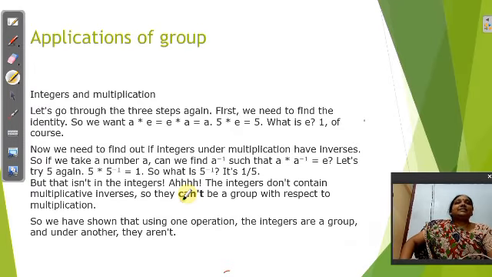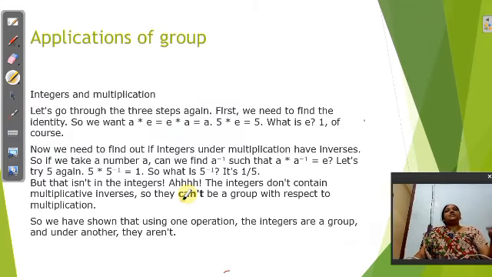If a set satisfies all 4 properties, closure, associative, identity, and inverse, then only can we say it is a group. If it fails any one property, we cannot say it is a group. So the integer set is not a group under multiplication.